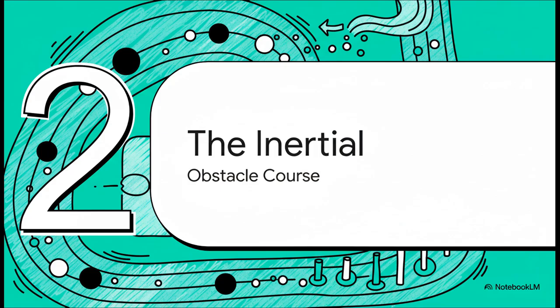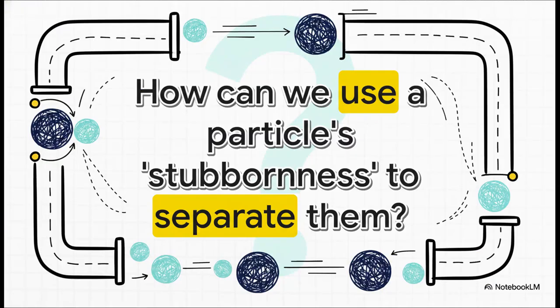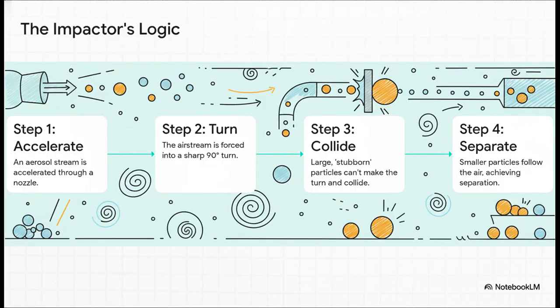Okay, so now we know that these particles have this built-in stubbornness that depends entirely on their size. The next obvious step is, how can we use that? Well, let's look at how engineers built a really clever obstacle course. This is the real heart of the problem, right? We know big particles are stubborn and small ones are nimble. So how do you build a trap that only the nimble ones can get through? The solution is just beautiful in its simplicity. It's basically a four-step trap.